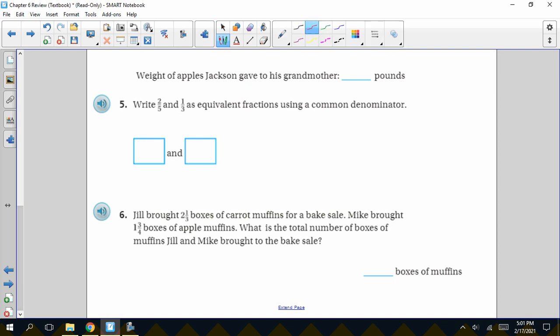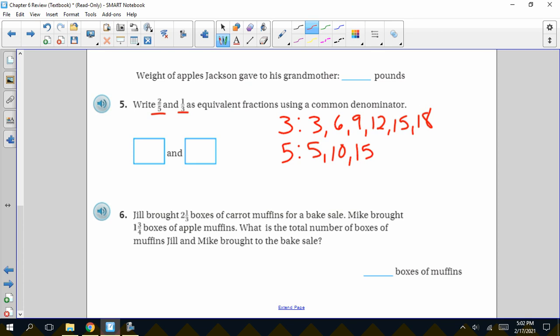So when we're doing common denominators here, we're thinking using 5 and 3, and we're listing the multiples. So we're thinking 3, 6, 9, 12, 15, 18. We're counting by 5s, 5, 10, 15. 15 is the least common multiple, so we're going to use that as the least common denominator. So we're going to turn 2/5 into 15, and we're going to also turn 1/3 into a 15 here.